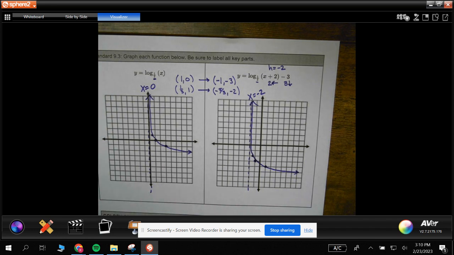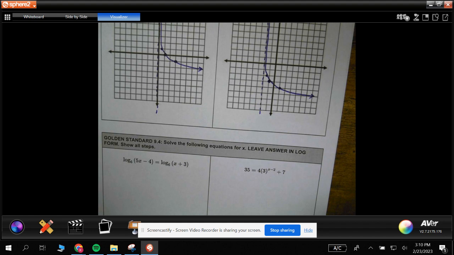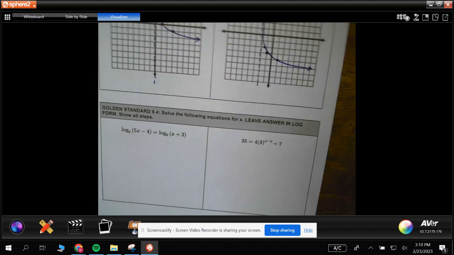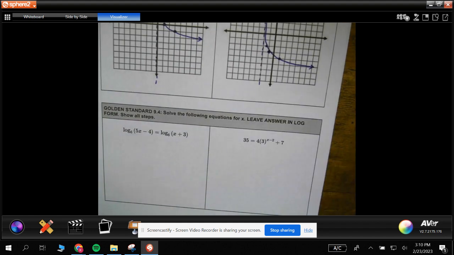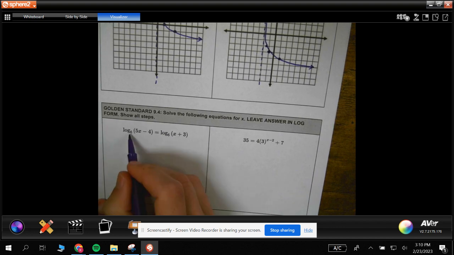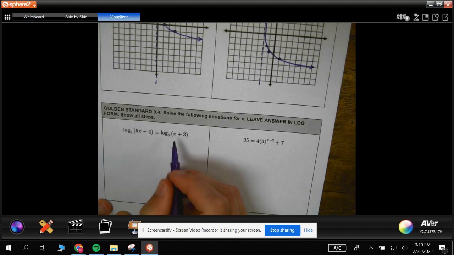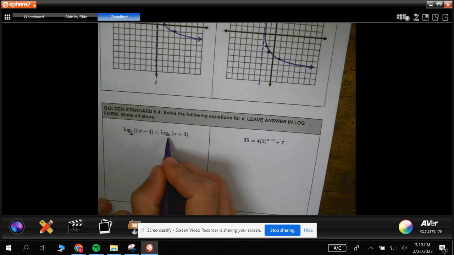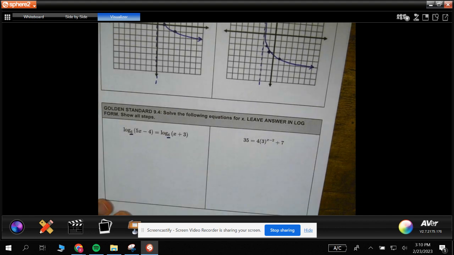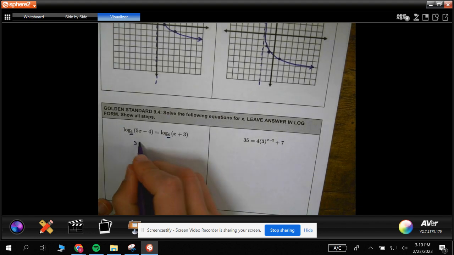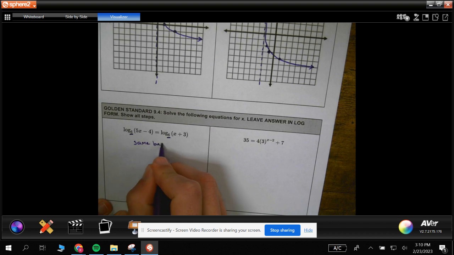Let's go on to 8.4, solving with logarithms. Now, before we jump right in and start messing around with stuff, look carefully at your equation. What do you notice? I see log base 6 of 5x minus 4 equals log base 6 of x plus 3. What do you notice? I notice that the logs have the same base.